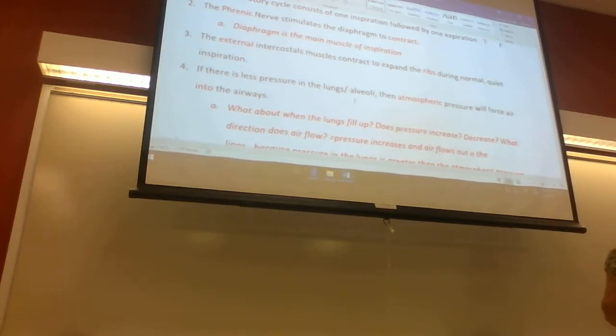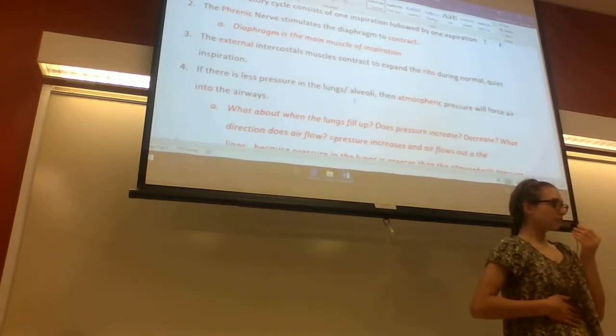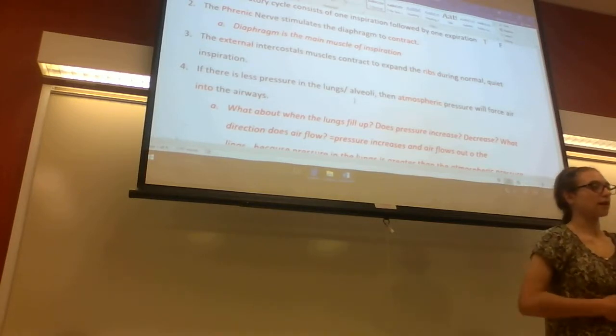Another mechanism with breathing is, where is it controlled? The phrenic nerve stimulates the diaphragm to contract. Your diaphragm is a muscle that sits right under your lungs. So it is the main muscle of respiration.